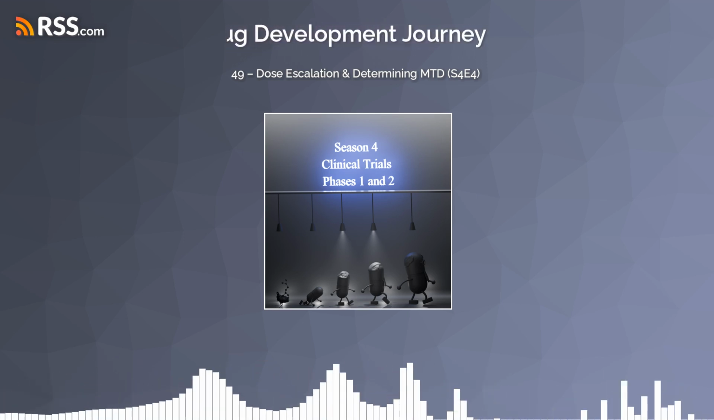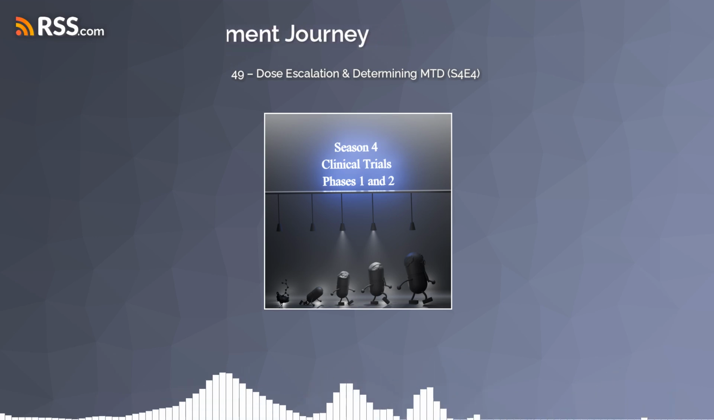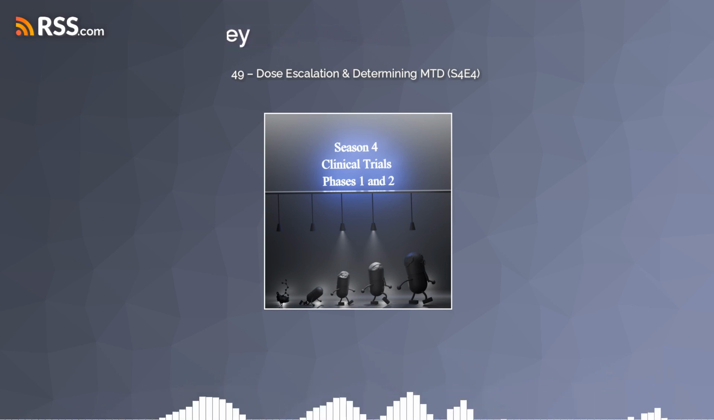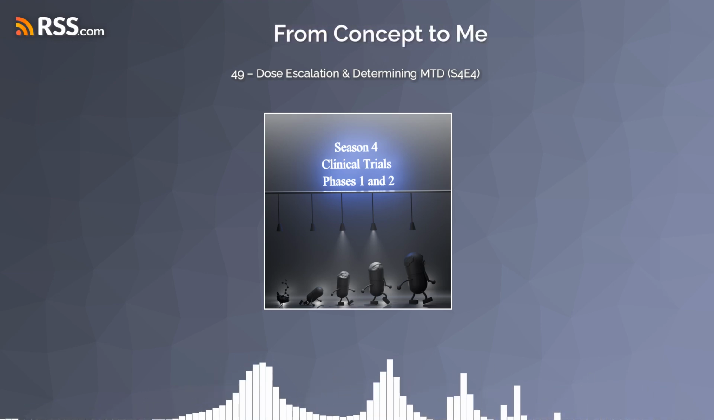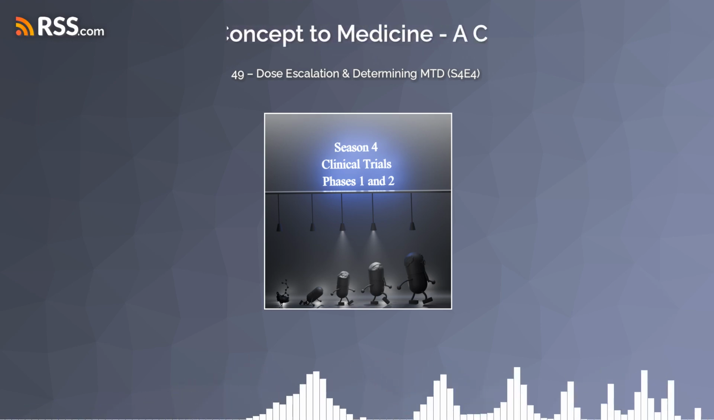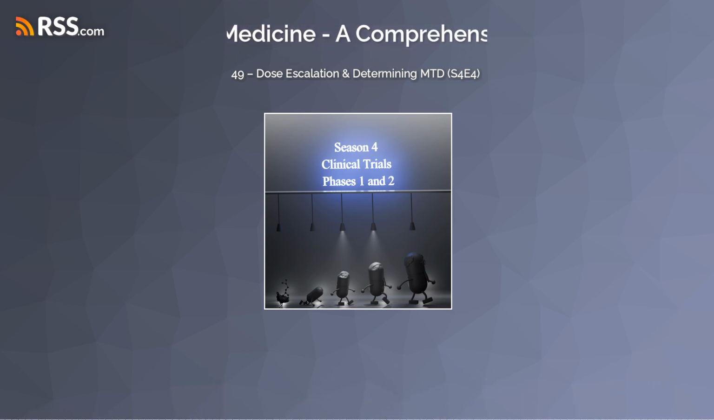Precisely. It's like you're exploring a new landscape. We start with the very cautious first step, see how the terrain responds, and then adjust our path accordingly. With each dose level, we get a clearer picture of the drug's effects and its safety profile.